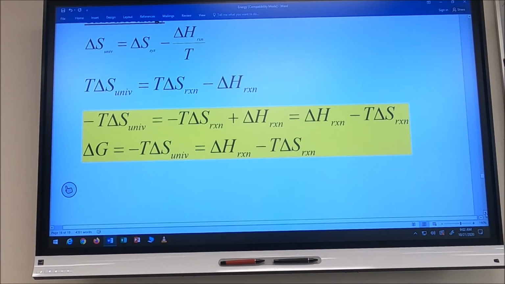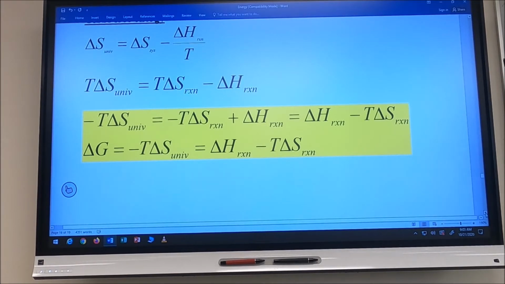Now I'm going to multiply through by a -1. So I have minus T delta S of the universe equals minus T delta S of the reaction plus delta H of the reaction. Or rewriting that, delta H of the reaction minus T delta S of the reaction. Okay? Delta G is defined as equaling minus T delta S of the universe. So delta G equals delta H of a reaction minus T delta S of a reaction.